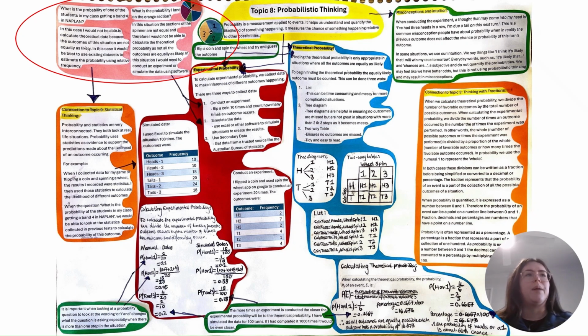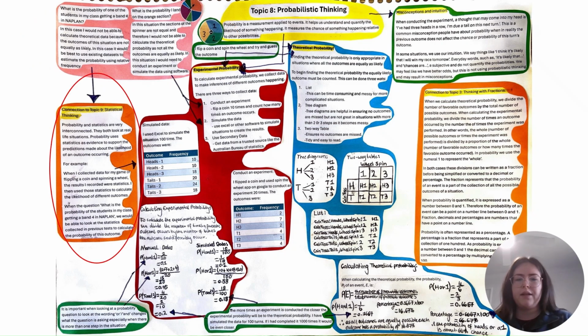In this example, I'm asking what's the probability of one of my students in my classes getting a band 4 in that plan. In this case, I wouldn't be able to use theoretical probability either. The best possible way to find the probability would be using secondary data sets to find the probability using relative frequency. Probability and topic 9, statistical thinking, are interconnected.